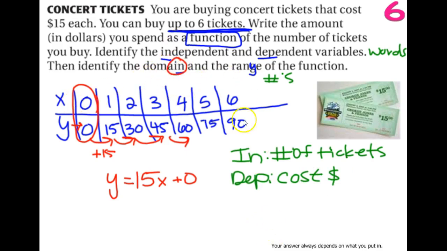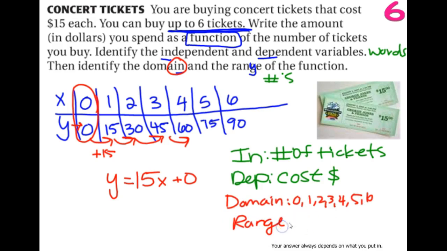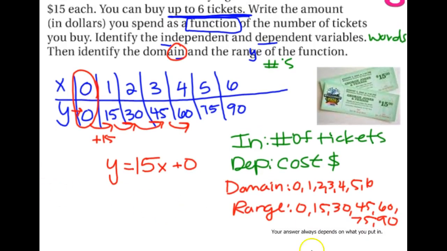Then our domain, they asked us, what did we plug in? We plugged in 0, 1, 2, 3, 4, 5, and 6. And then our range, what we got out: 0, 15, 30, 45, 60, 75, and 90. And I give you a little hint down here. Your answer always depends on what you put in. So our dependent variable, the cost, depended on how many tickets we bought.